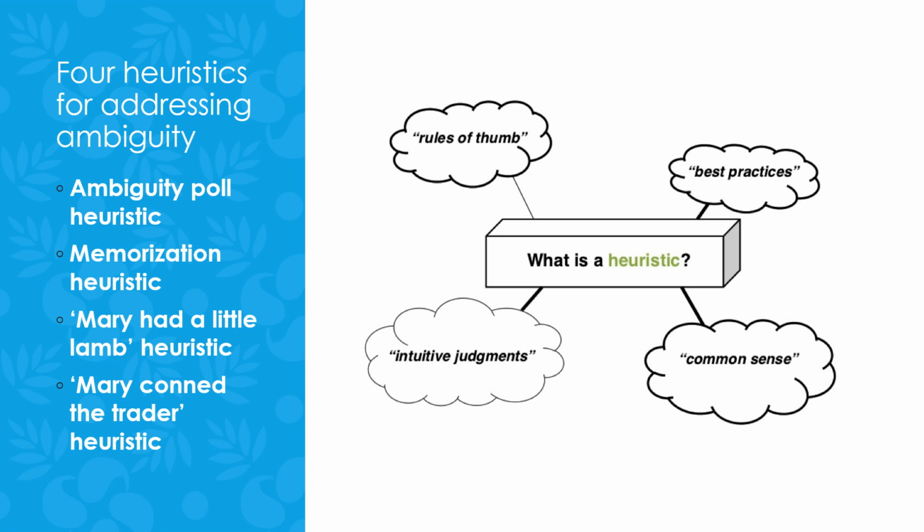You will have, in exercises in this course, times where we say, can we reduce the ambiguity, or how might you do it? Anyway, we've got four to talk about: the ambiguity poll, the memorization heuristic, the Mary had a little lamb heuristic, and the Mary conned the traitor heuristic.